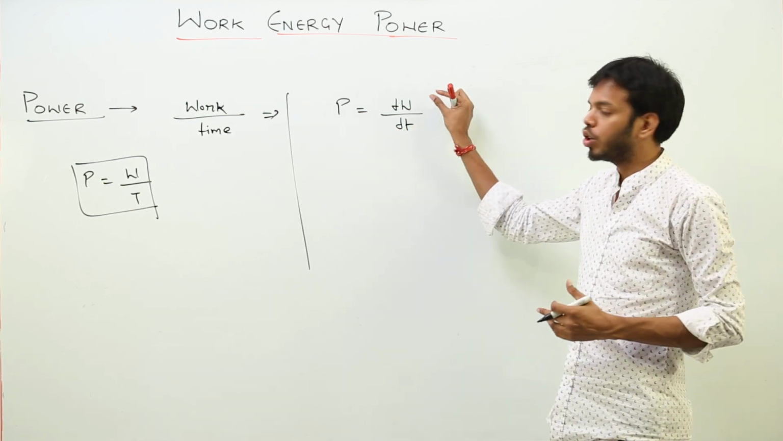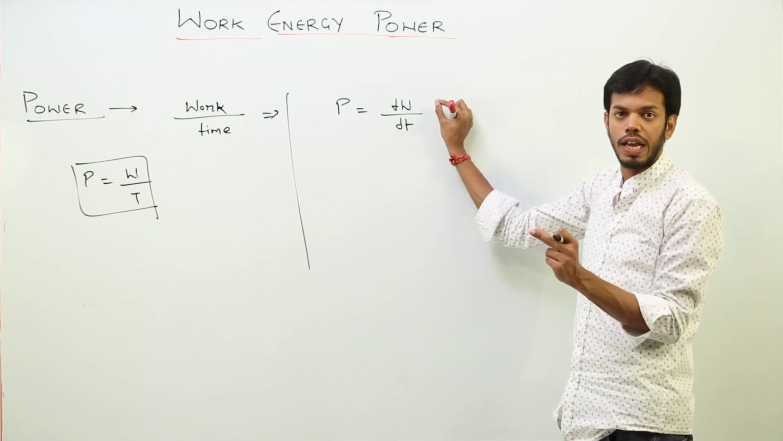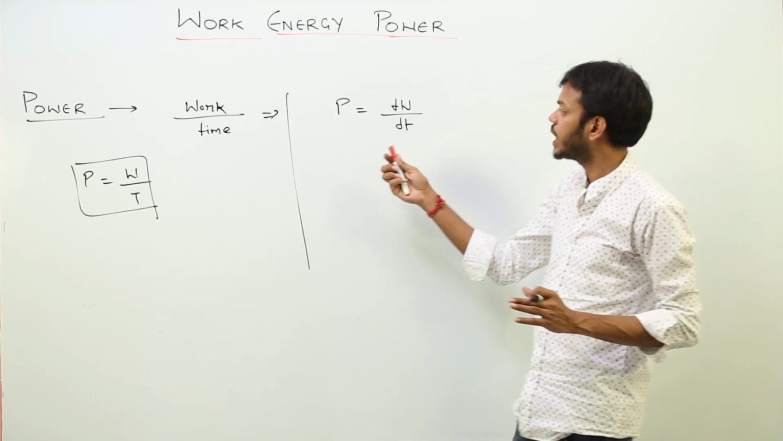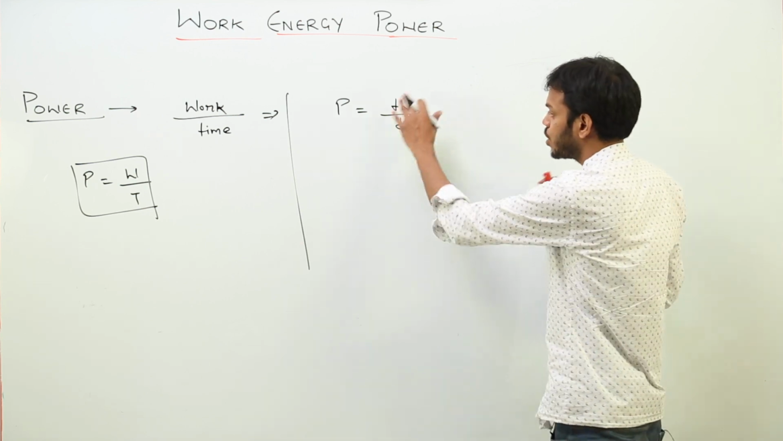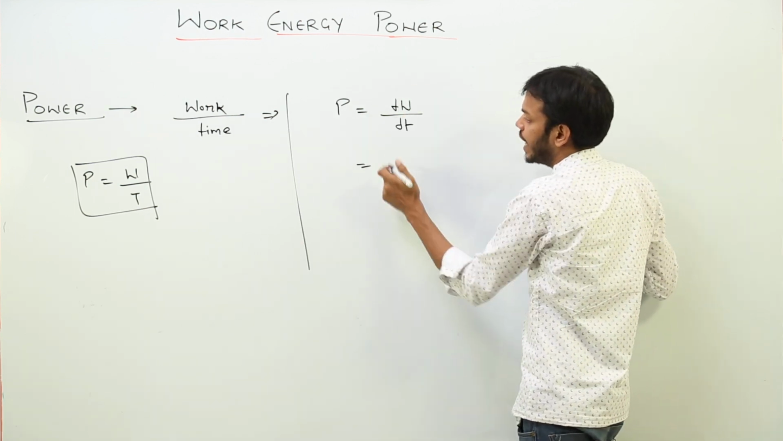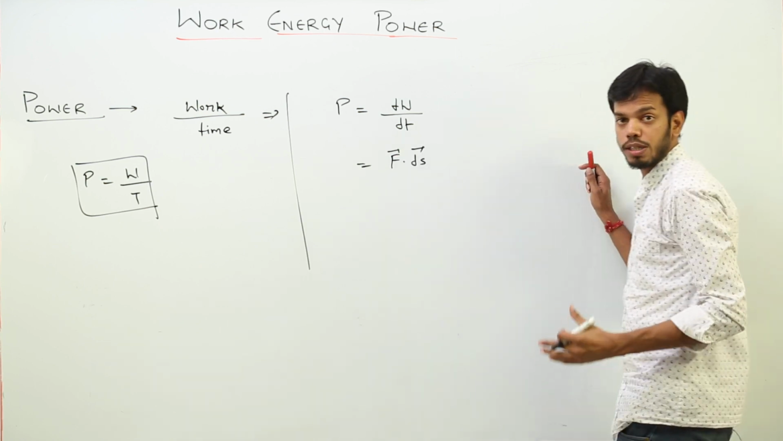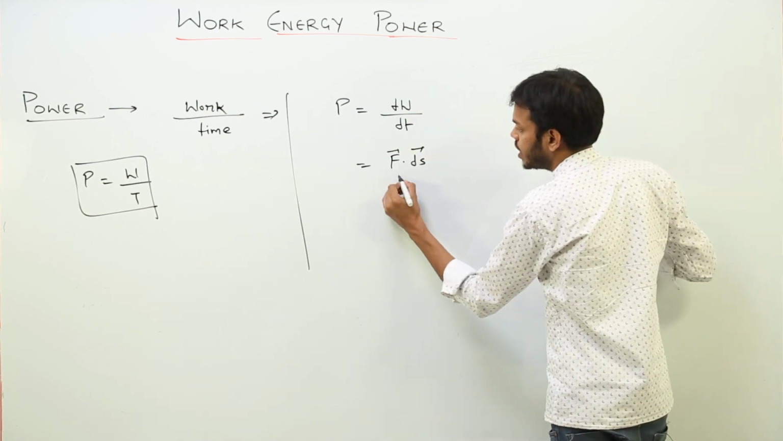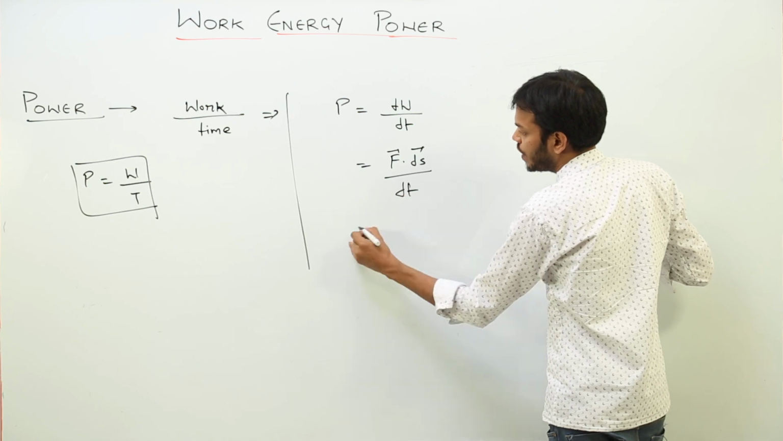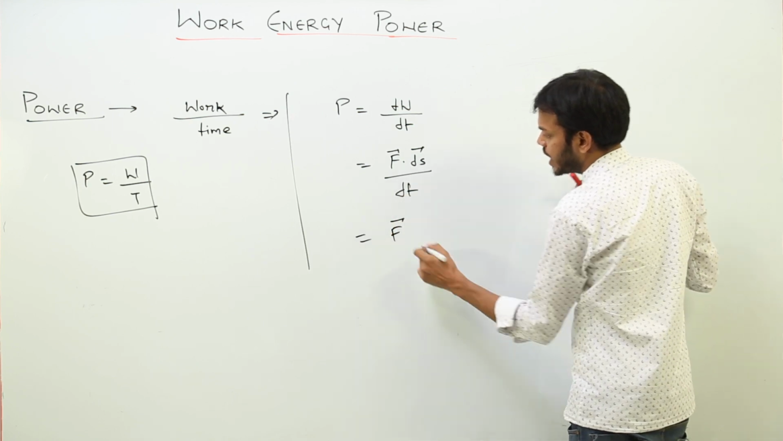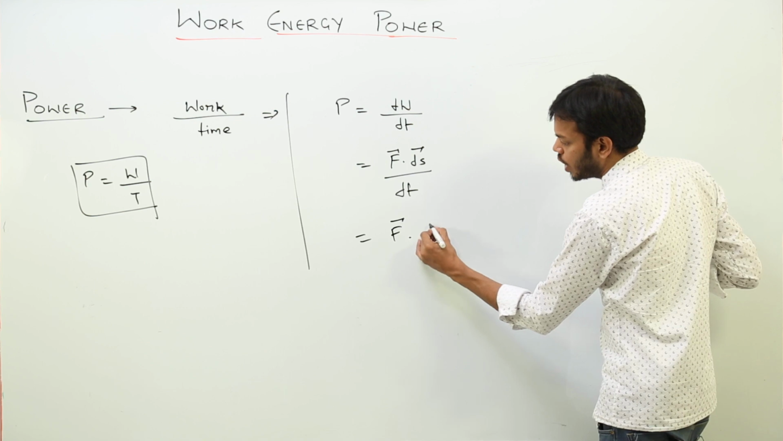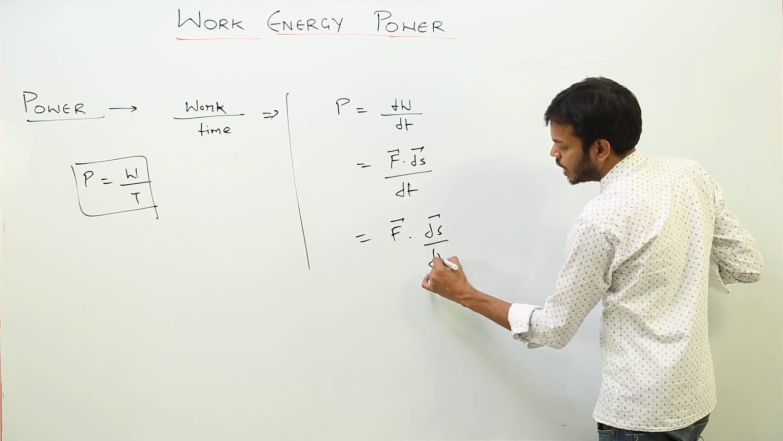dW is the amount of work done at a particular instant of time, or at a very small interval of time, where that small interval is given by dt. So dW over dt. How can I define dW? This is F dot ds, the dot product of force and small displacement, for which the small work done is dW. Then we have dt, or I can rewrite this equation as F dot ds upon dt.